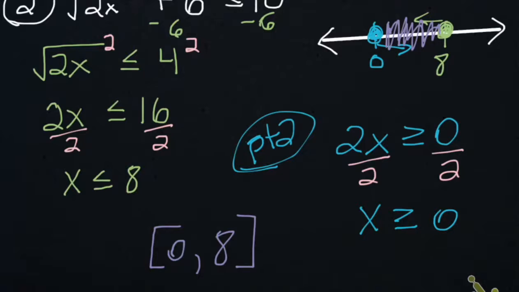Because both of them have closed dots, we would use square brackets. I could also write this in inequality notation, as 0 less than or equal to x less than or equal to 8. Either form is acceptable.